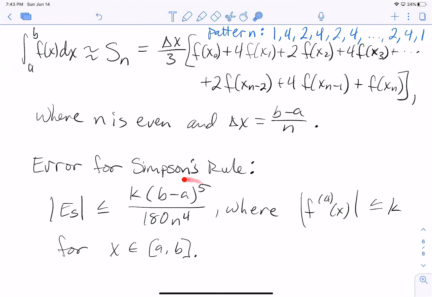B minus a to the fifth is bigger than b minus a cubed that we saw in the other two rules, but the denominator is 180 n to the fourth. This gives you a lot smaller margin of error for the same value of n, is how this works out. I'm not going to go through an example of Simpson's rule in any videos because it's just like what you saw with the trapezoidal rule and the midpoint rule, and you are welcome to use Excel to do the computations.